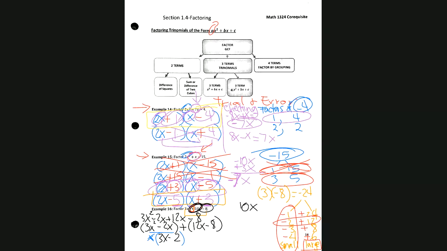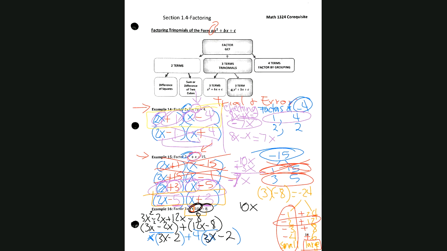Now, our next factor from this group, both numbers, the 12 and the 8, could be divided by 2, but they could also be divided by 4. So that is what I'm going to factor out. So 12x divided by 4 will be 3x. And negative 8 divided by 4 will be negative 2.